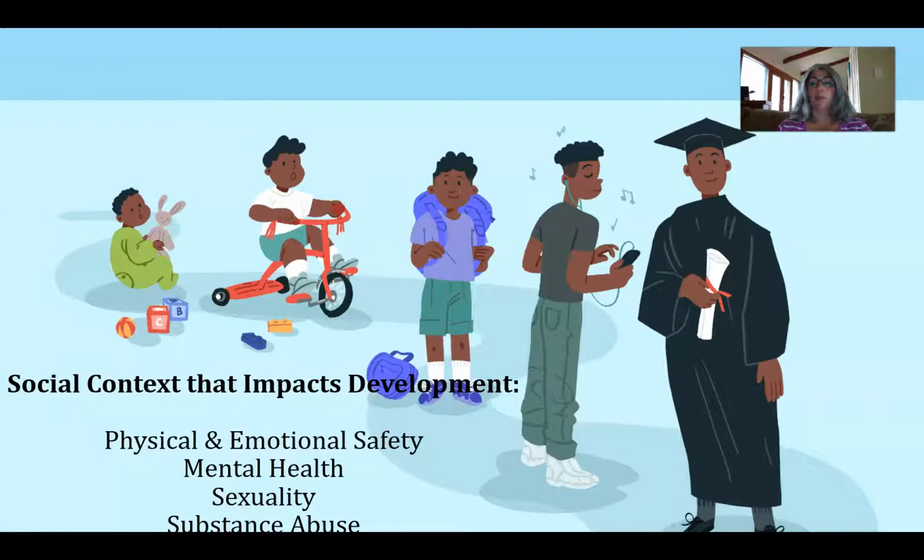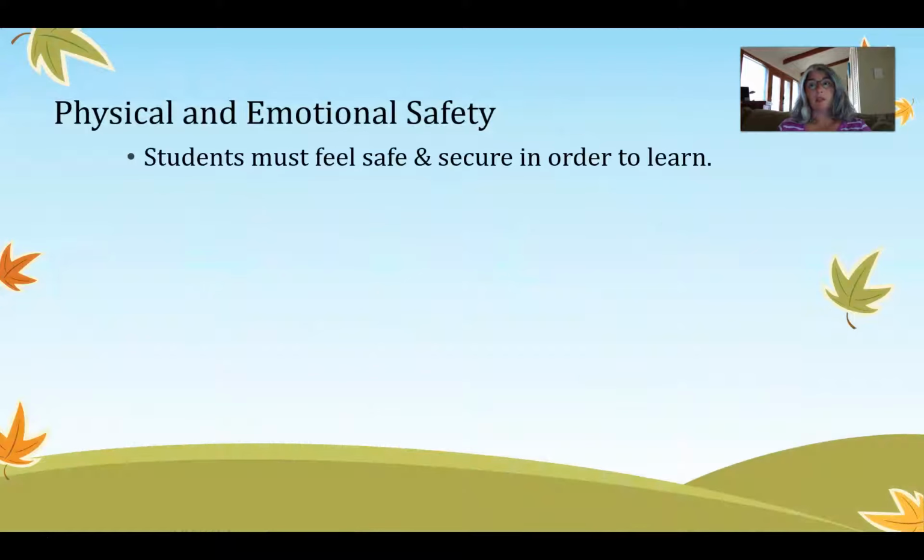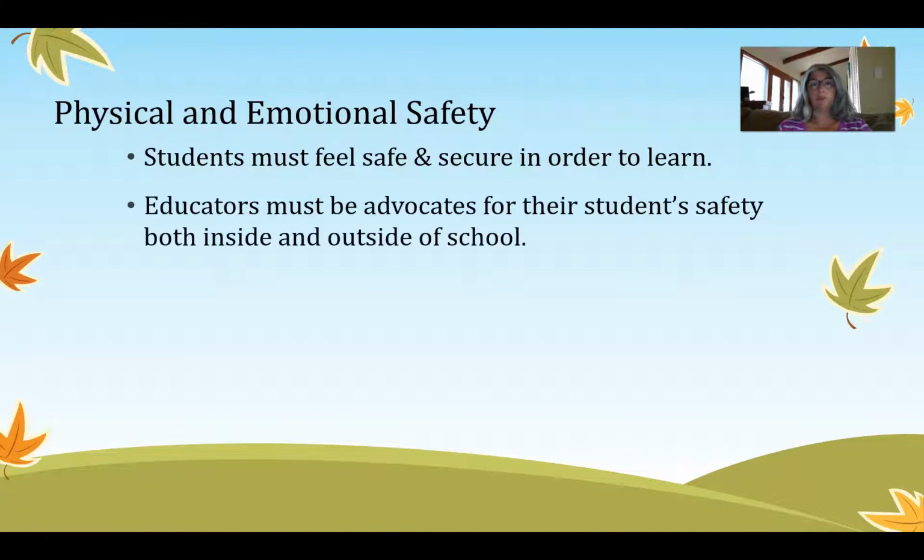So when we look at social context that impacts development, you can see there at the bottom all the different areas we're going to be looking at. And we're going to be starting with physical and emotional safety. So in the realm of physical and emotional safety, your students have to be safe. They have to feel secure in your classroom or they're not going to be able to learn. They're going to be too focused on the fact that they're uncomfortable or they don't feel secure.